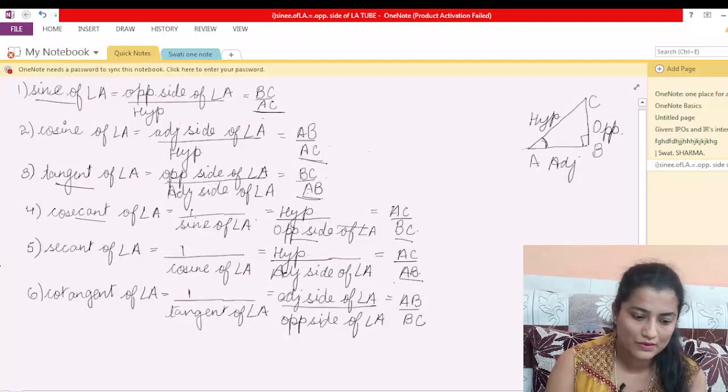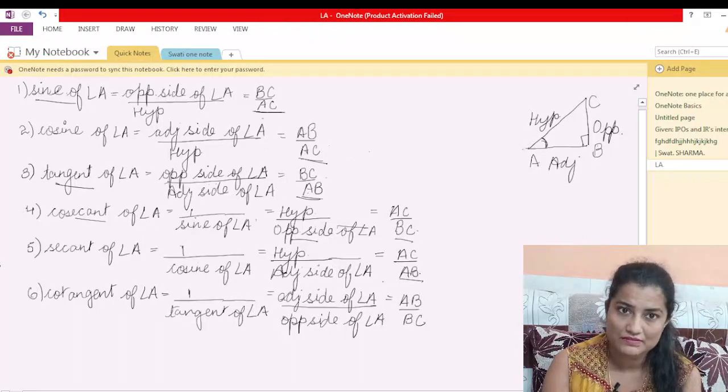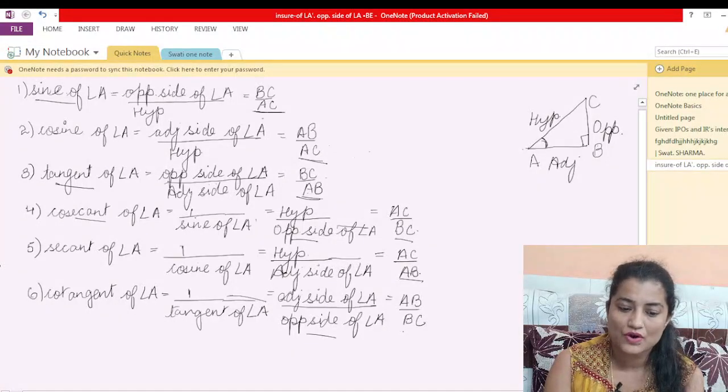Now cotangent of angle A. Cotangent of angle A will be the reverse of tangent of angle A. So tangent of angle A, as we have seen, is opposite side upon adjacent side. So now cotangent of angle A will be AB by BC.